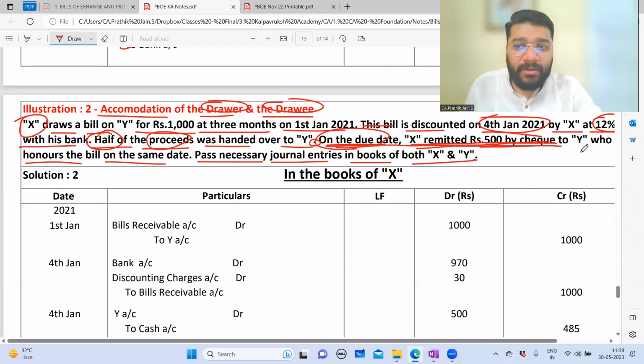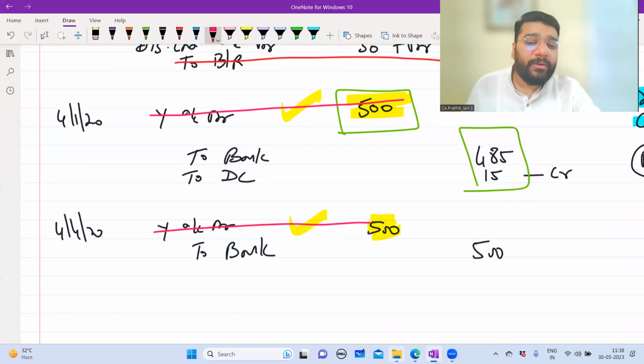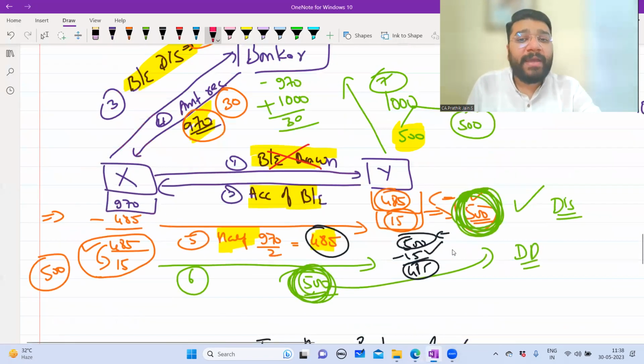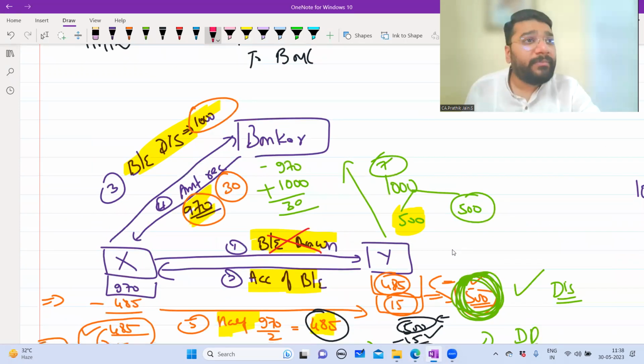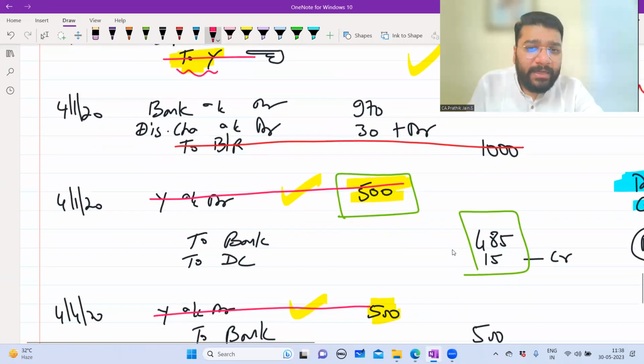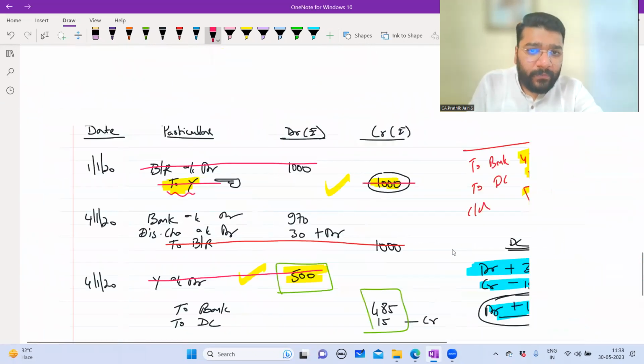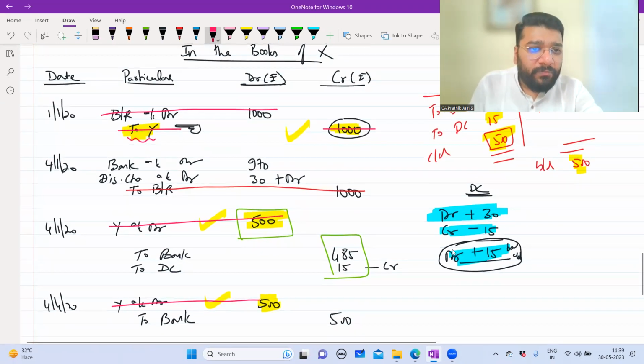On the due date, X remitted 500 by check to Y. Then what happens? To Y, who honors the bill on the same date. Honoring of the bill means what? On the maturity date, Y is making the payment to banker. Will X record that? No, X has got nothing to do with that. So entry is over here. So how many entries, people? 4 entries.